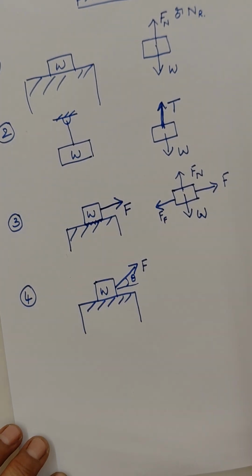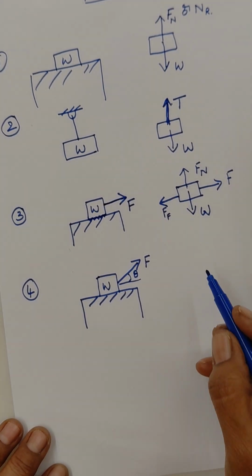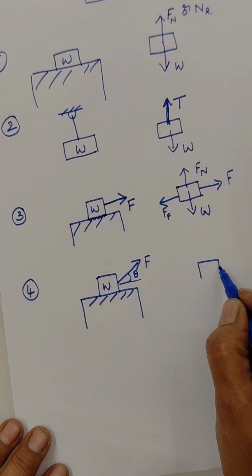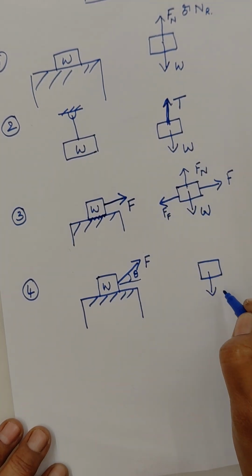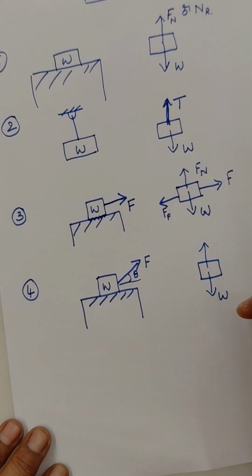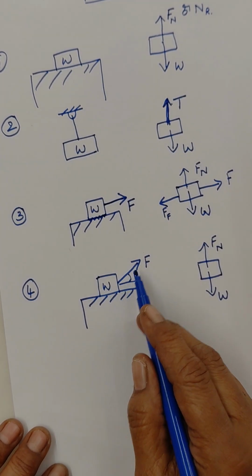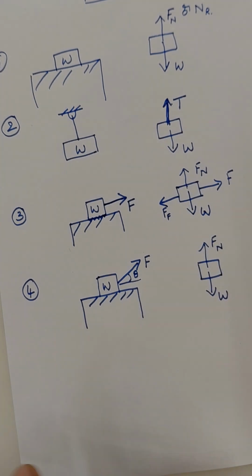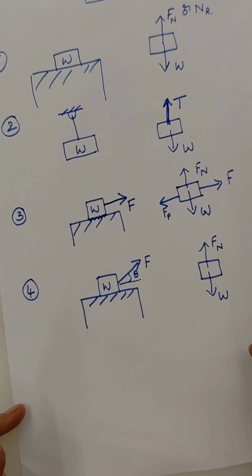Now what is the free body diagram for this one? What are the different forces that are acting on this particular block? Let us see. So this is the block. Again, as in the first case, the weight W is acting in the downward direction and the normal force is acting in the upward direction. Then what about this F, which is acting in the direction at an angle theta to the horizontal?